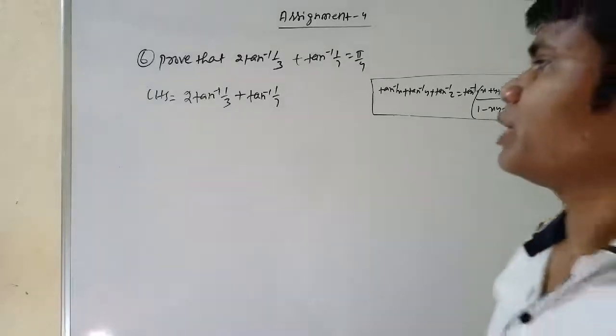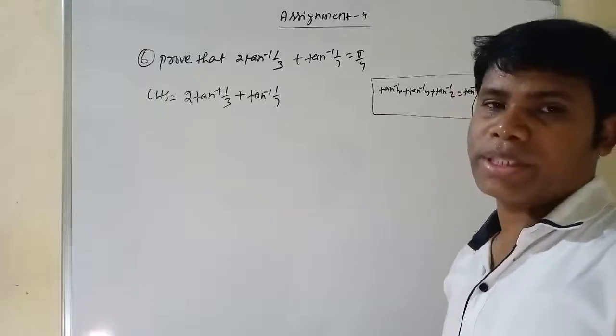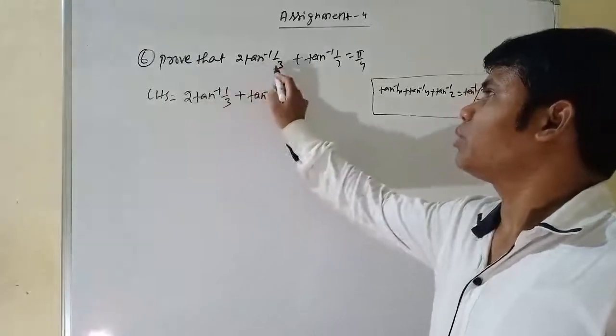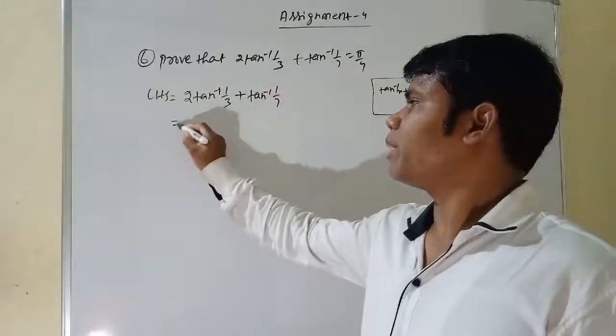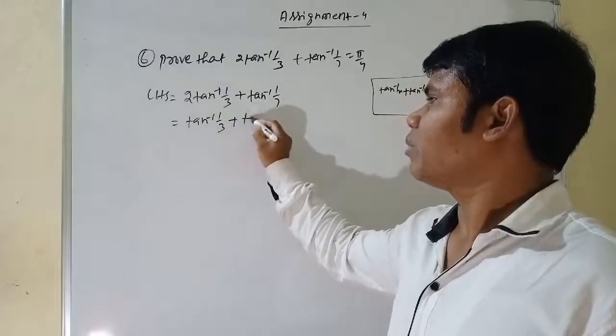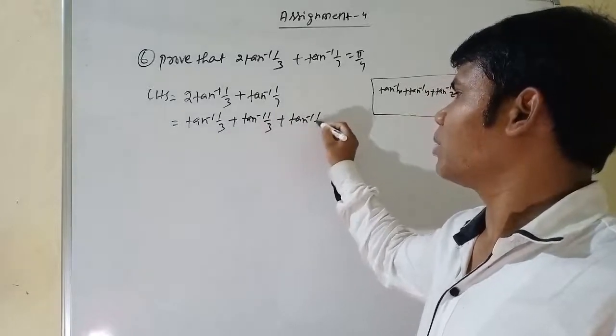You see the next question. Prove that 2 tan inverse 1 by 3 plus tan inverse 1 by 7 is equal to pi by 4. LHS: 2 tan inverse 1 by 3 plus tan inverse 1 by 7. 2 tan inverse 1 by 3 is equal to tan inverse 1 by 3 plus tan inverse 1 by 3, plus tan inverse 1 by 7.